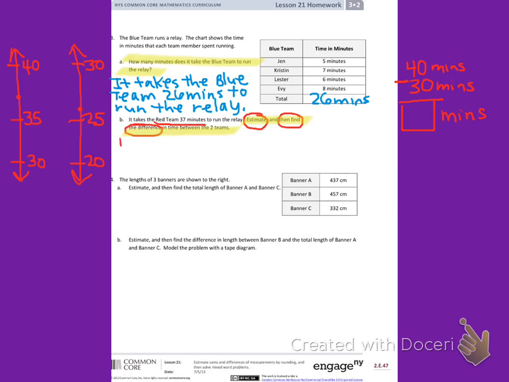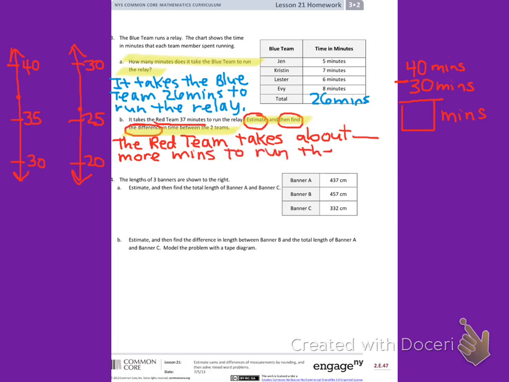The red team takes about blank more minutes to run the relay.